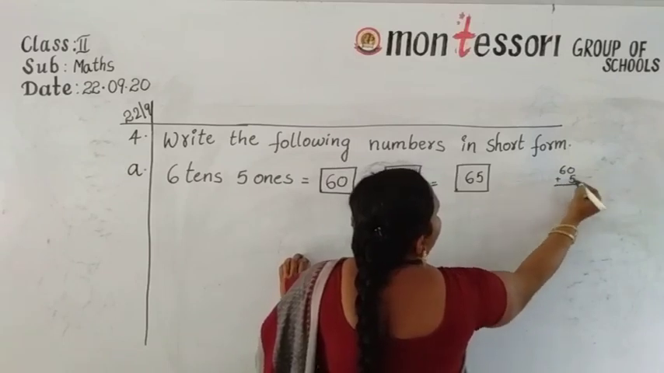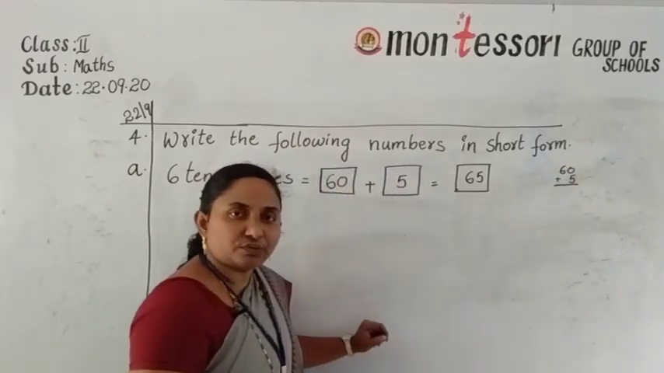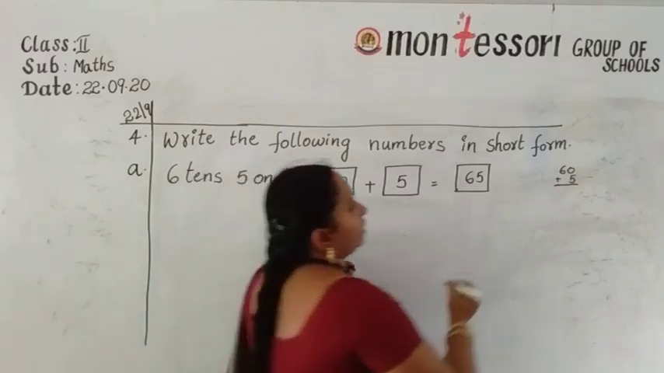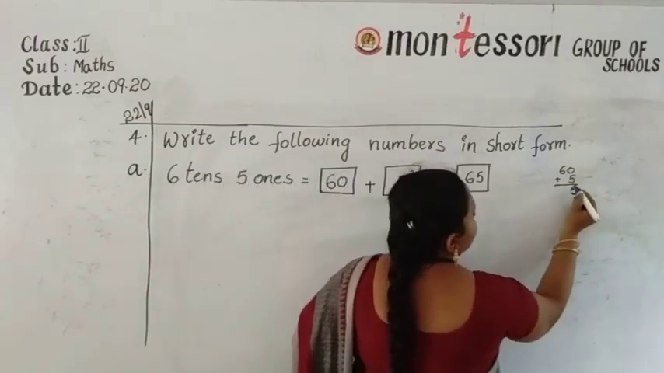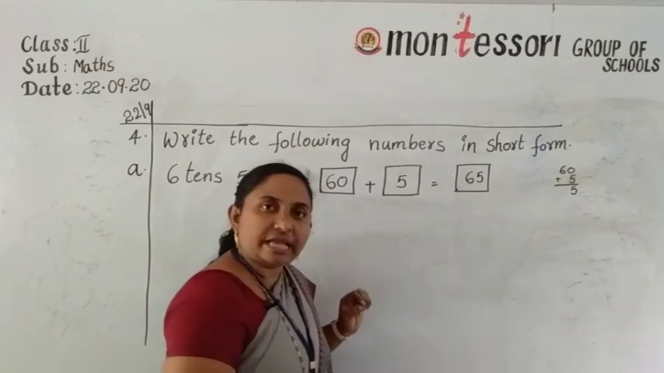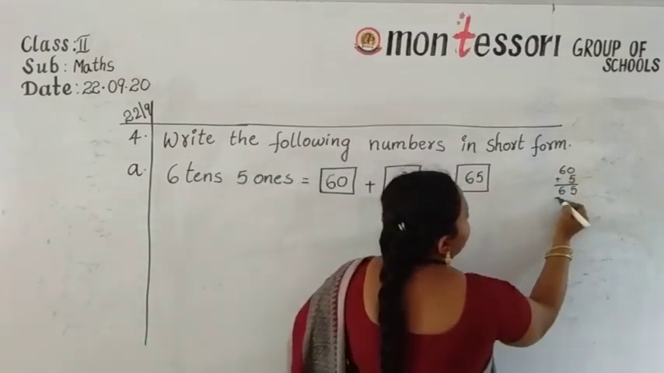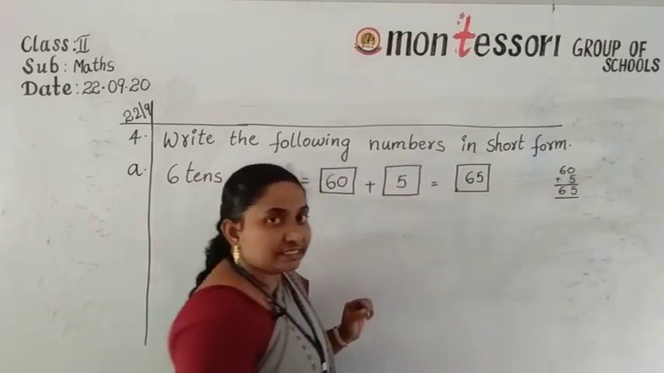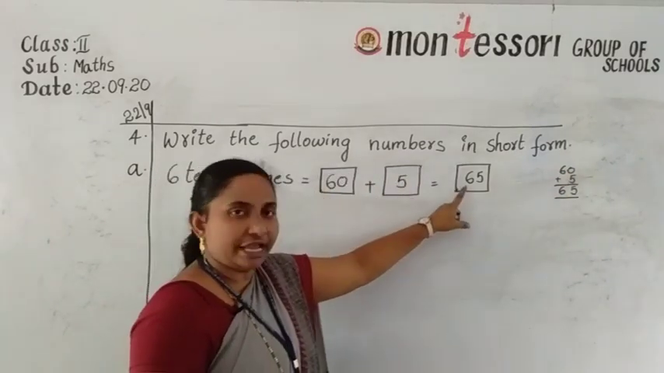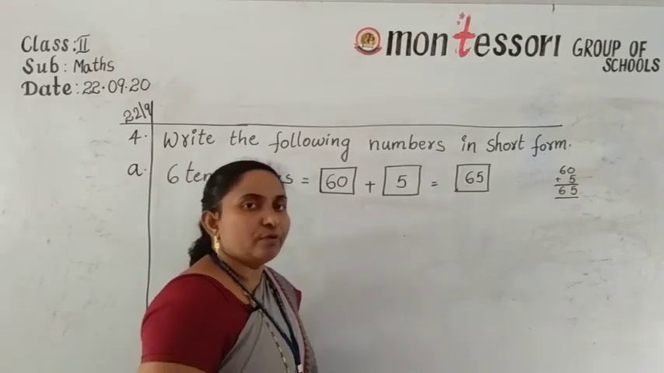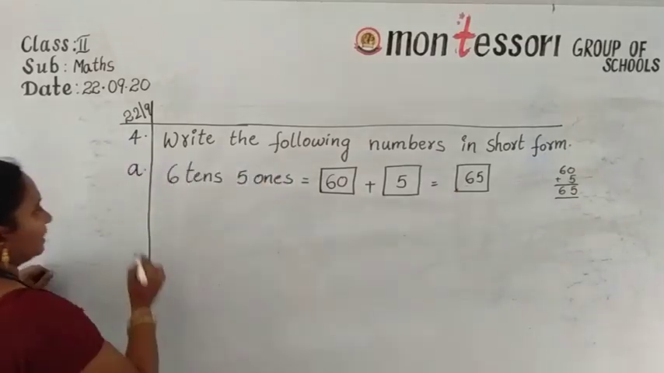0 plus 5 is 5. So there is no value in the 0, so we can write 5 directly. Next, here 6 I am writing directly. Here there is no adding of numbers. So now what is the answer? 65. Okay, understood? Now I am going to the next problem, B bit.